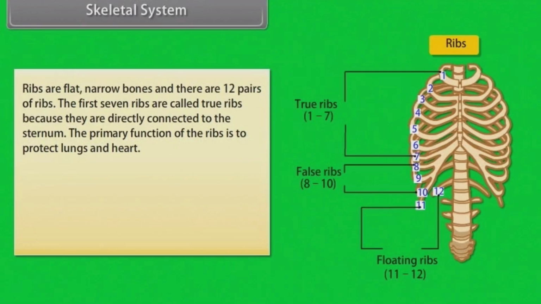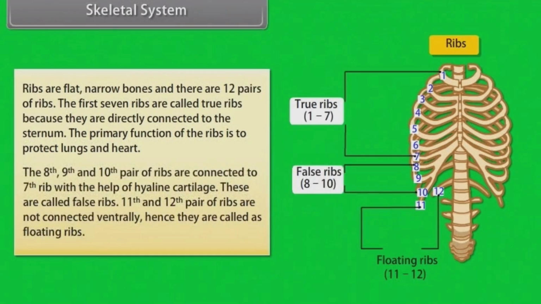The first 7 ribs are called true ribs because they are directly connected to the sternum. The primary function of the ribs is to protect the lungs and heart. The 8th, 9th, and 10th pair of ribs are connected to the 7th rib with the help of hyaline cartilage. These are called false ribs. The 11th and 12th pair of ribs are not connected ventrally, hence they are called floating ribs.